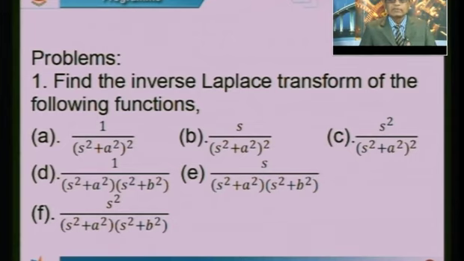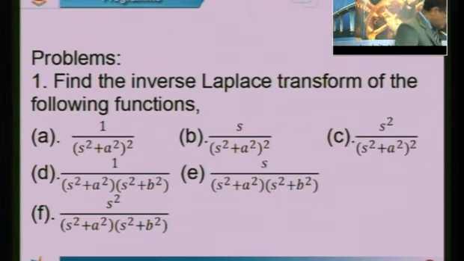Fifth, s divided by (s square plus a square) (s square plus b square), or s square divided by (s square plus a square) (s square plus b square). Here nowhere is it mentioned that you have to use the convolution theorem. It is just asked to find the inverse Laplace transform.